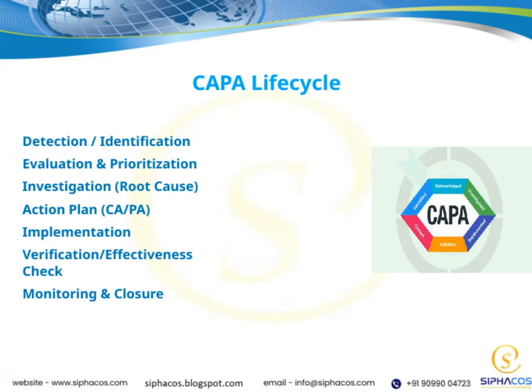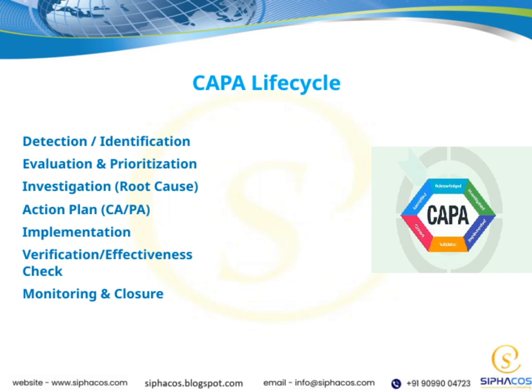Let's walk through the CAPA lifecycle, which is central to our quality management process. It all begins with detection and identification, where we recognize that there's a potential issue. This step is crucial because catching problems early helps prevent bigger issues down the line. Once we've identified a problem, we move on to evaluation and prioritization. Here, we assess the severity and impact of the issue so we can focus on what's most critical to address first. Next is investigation, where we dig into the root cause of the problem.